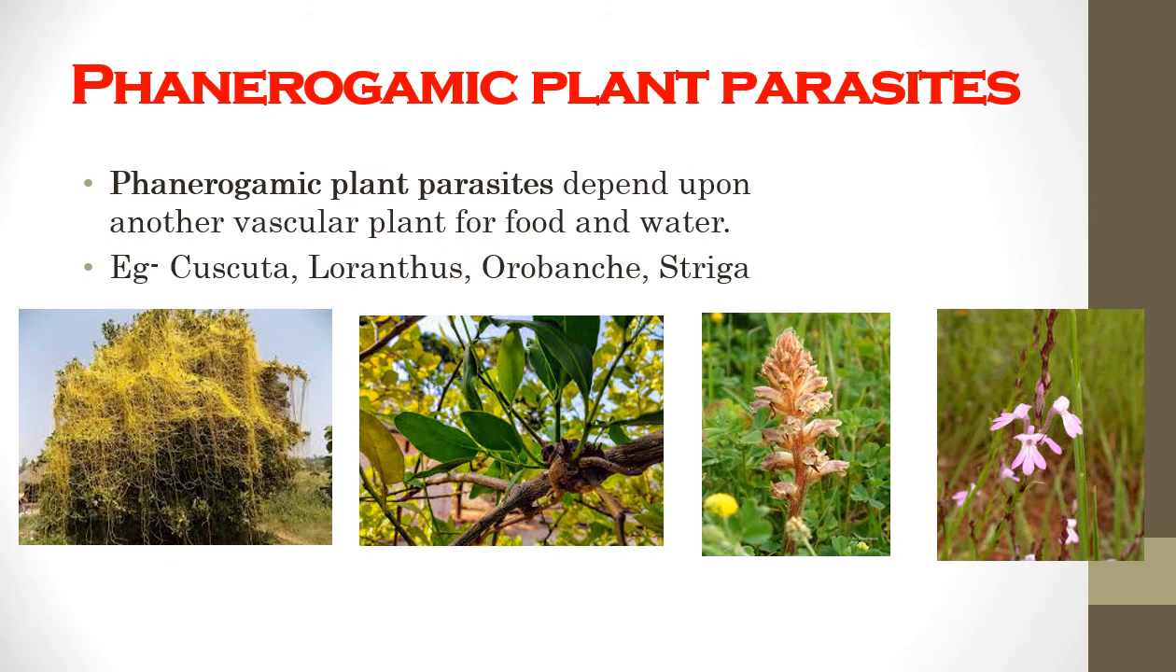The next one is phanerogamic plant parasites. Phanerogamic plant parasites are parasites which cause plant diseases and absorb nutrients, so that due to the absorption of nutrients from the plant cells it causes losses to the plants. They depend on other vascular plants for food and water. A few examples are Cuscuta, Loranthus, Orobanche, Striga. On the left side, the first picture, the yellow thread-like structure, is Cuscuta. It covers all the plants so that it is very difficult for the plant to respire, and moreover it absorbs the nutrients from the plant cells.